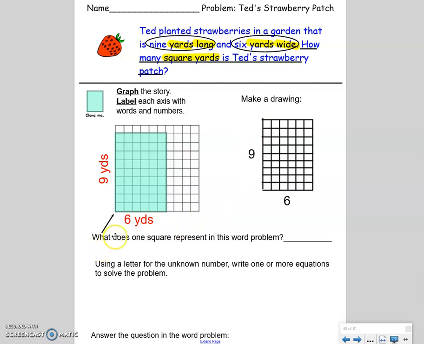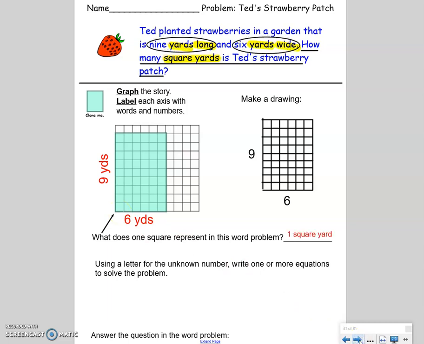Now I need to ask myself, what does one of these squares represent in this word problem? When I look at my graph, what does just one of these squares represent? Well, I know if I counted every single one of these squares, it would tell me the total area, the total number of square yards. Of course, I'm not going to count every single one of those, because in third grade, we have a better way of solving area problems. But if I know that all of the squares are all of the square yards, what is just one of the squares? One of the squares, of course, is 1 square yard.